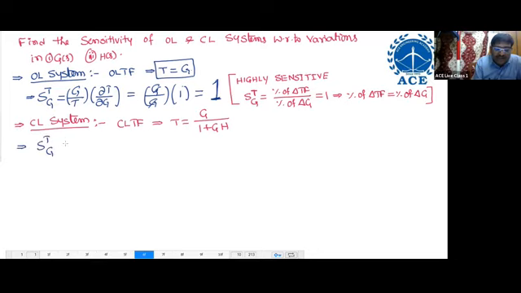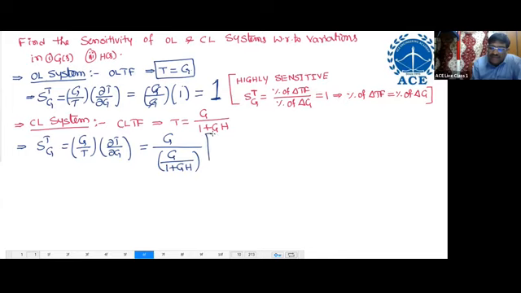STG is equal to G by T into dou T by dou G. T means G by 1 plus GH, so G by 1 plus GH into dou T by dou G. Partially differentiate T with respect to G. If you differentiate the numerator with respect to G, it becomes 1 into 1 plus GH, minus G into, if you differentiate 1 it becomes 0, and if you differentiate GH with respect to G, it becomes H. That means you will get H divided by 1 plus GH whole square.